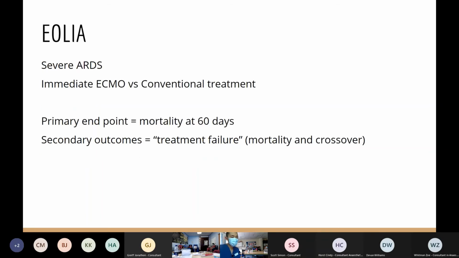So they compared patients with severe ARDS, where they are randomized to either receive immediate ECMO or conventional treatment. The primary endpoint is mortality at 60 days. And there are multiple secondary outcomes. So one of the most important ones is something called treatment failure, which means they either die or they cross over. So if you're randomized into the conventional treatment and you have to cross over to receive ECMO later, then this is defined as treatment failure.